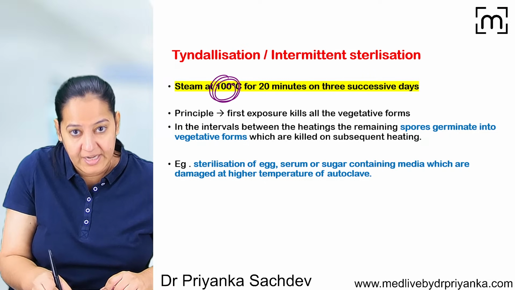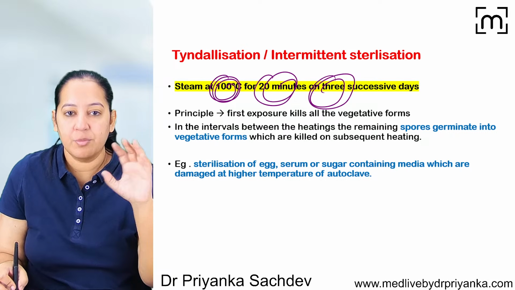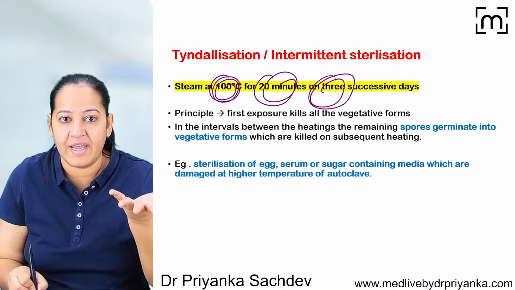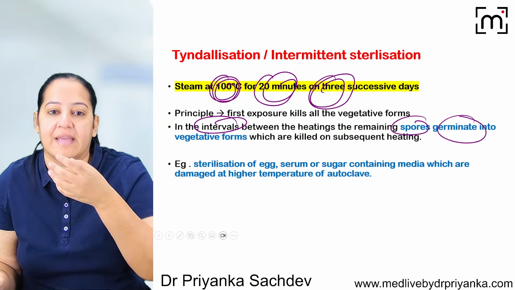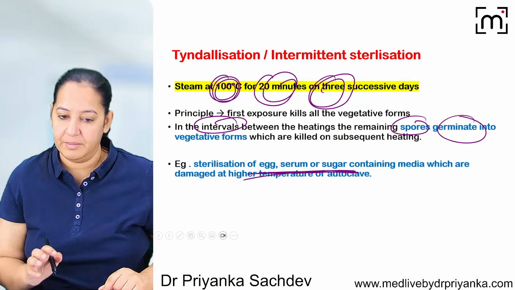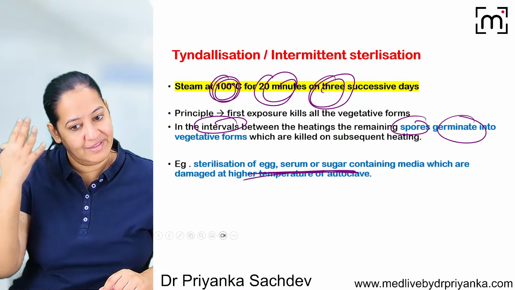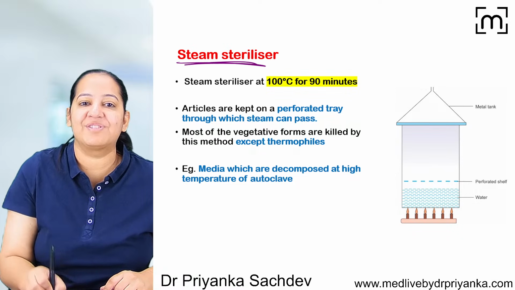Here we are heating at 100 degree for 20 to 30 minutes for 3 consecutive days. Day 1, day 2, day 3. Between the 2 days, we are providing intervals so that the spores can germinate and on the next day we can kill them. It is used for culture media containing egg, serum and sugar because they cannot tolerate the high temperature. The third and the last method here is steam sterilization.